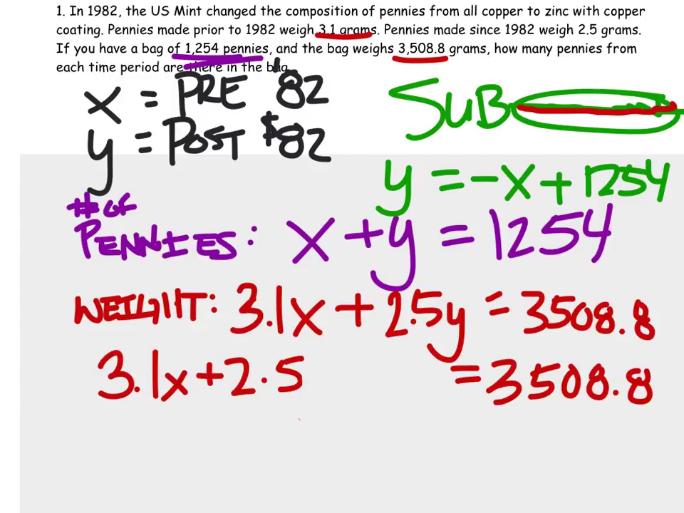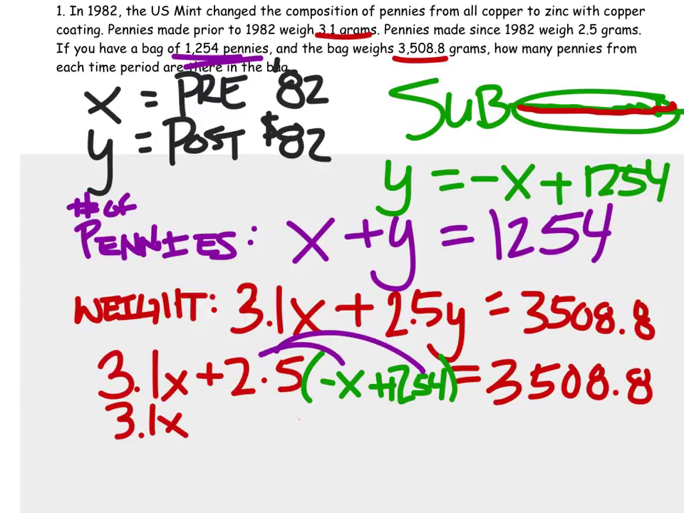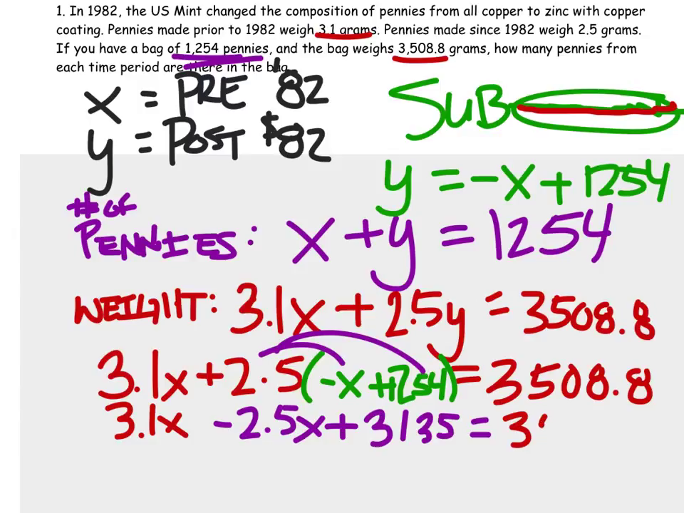But I can see up at the top that y is negative x plus 1254. Well, now I've got an equation with just one variable to solve for, and that's great. That's what we wanted. So I got 3.1x, and if I distribute 2.5 into here, I get negative 2.5x, and then plus 2.5 times 1254, which is 3,135, equals 3,508.8. Now to solve for x.